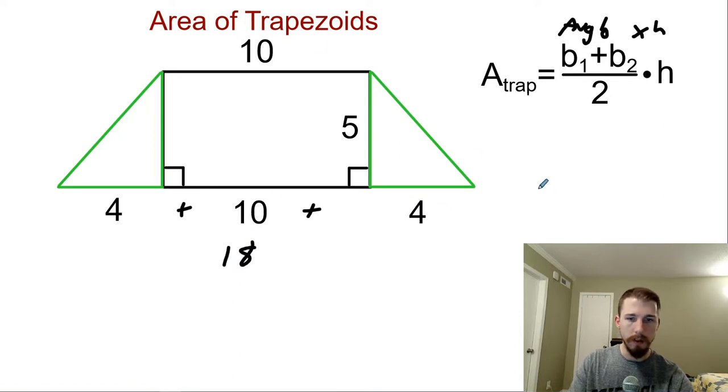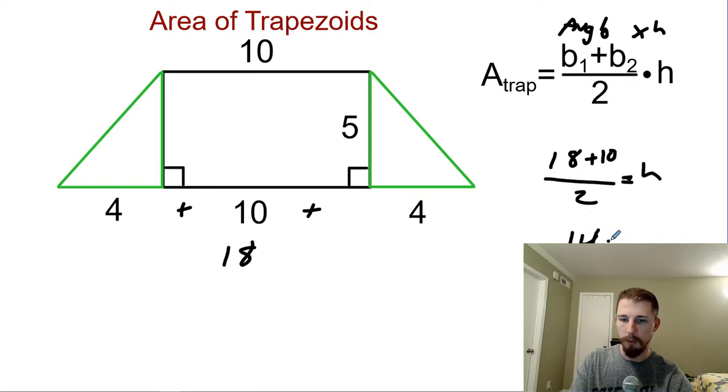So what's the average of 18 and 10? So 18 plus 10 divided by 2 is going to be, oh, then I have to, sorry, multiply that times the height. So the average of 18 and 10 is going to be 14. So then 14 times 5 is going to give us a total area of 70.